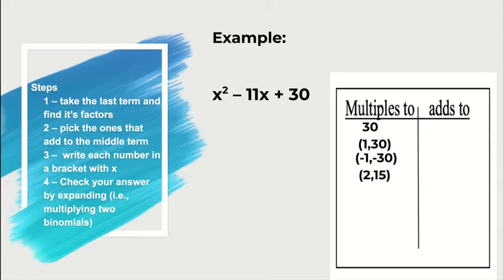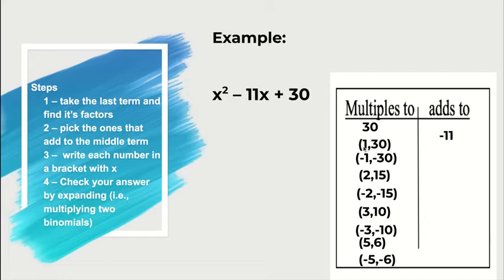We've got 2 times 15. We've got negative 2 times negative 15. We've got 3 times 10. Negative 3 times negative 10. 5 times 6, and negative 5 times negative 6. And it needs to add to negative 11.